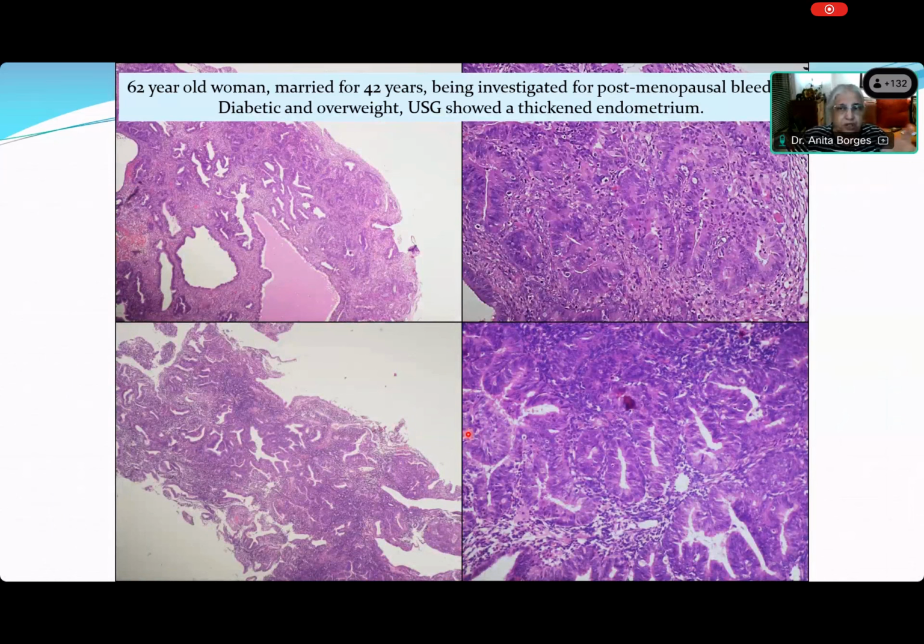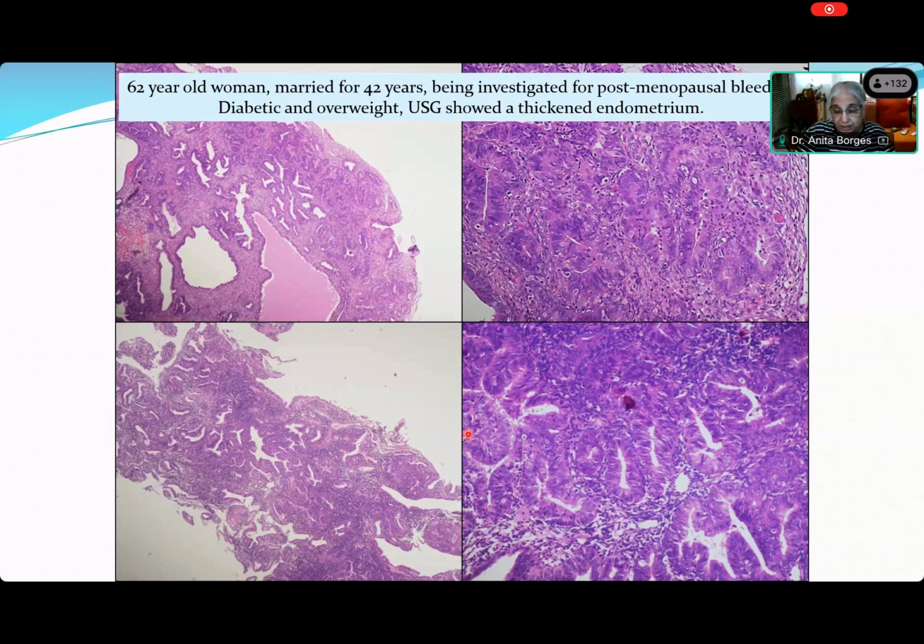You can call it disordered proliferation, whatever. But here is atypical hyperplasia. But both these things are in the same endometrium. So if you have to describe this endometrium, you'll have to take the worst pattern that you see over here, and the worst pattern is atypical hyperplasia. Now, this is EIN or atypical hyperplasia that is seen in this particular woman.